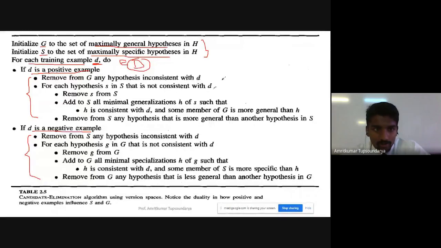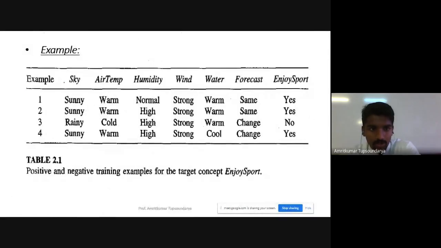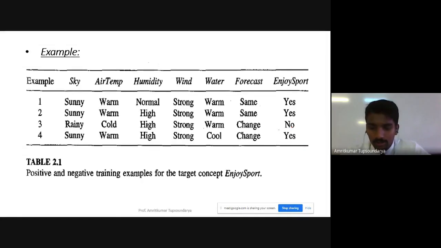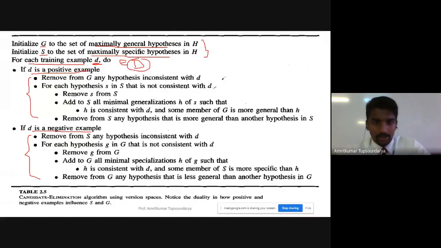So when we have the example as positive, okay, let me show you the table so that you can relate it completely. So this was the table, if you can recall. We have a few positive training examples, right? And we have a few negative training examples. We have only one negative training example in this case. So what we are going to do when we encounter a positive training example, and what we are going to do when we encounter a negative training example, is what is written here in the algorithm.